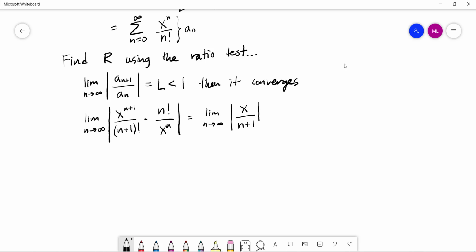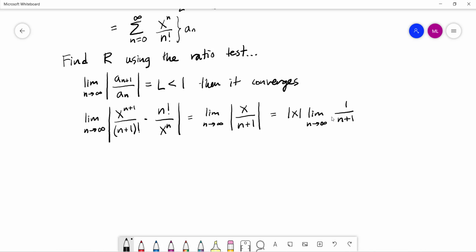And let me not forget my absolute values, but this is what I'm taking the limit of, and regardless of the value of x, we can pull the x out if we'd like. We could write this as absolute value of x times the limit, as n goes to infinity, of 1 over n plus 1. And I don't need absolute values here because, again, n is always non-negative. It's either 0 or positive.